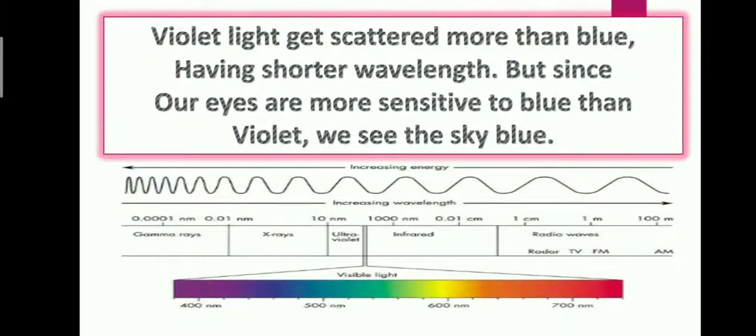So the next question is, why don't we see a violet color, why don't we see an indigo color, but why do we see a blue color? That's the important question, because from Rayleigh's law, violet should be seen more compared to this. Look here, there are two important reasons for this. Violet light gets scattered more than blue, having shorter wavelength, but since our eyes are more sensitive towards blue than violet, we see the sky blue.